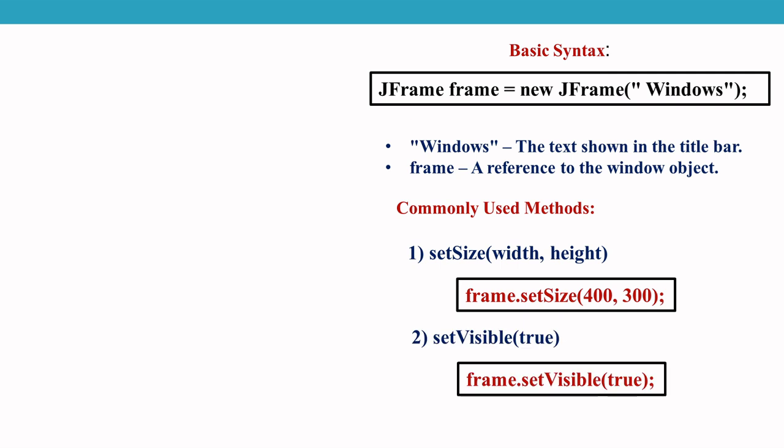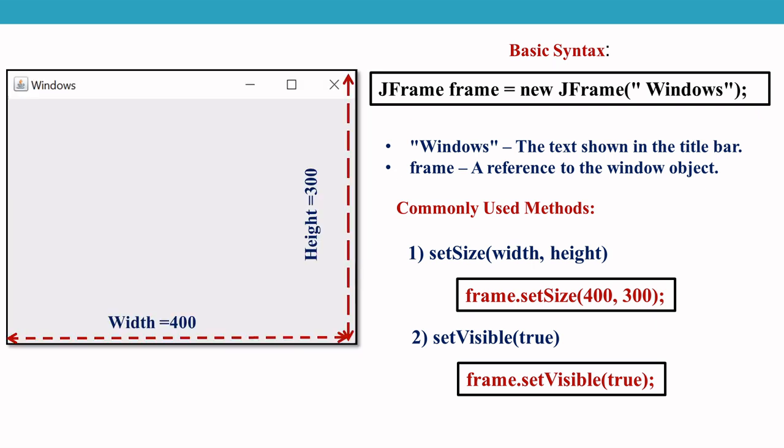Next, the most useful method is setVisible. Without this method, the JFrame can't appear. For accessing it, we use frame.setVisible and set it to true. When we run this program, this frame appears with a title bar, the title text is Window, and its height and width are the values we pass in the method. So using setVisible, this window appears.